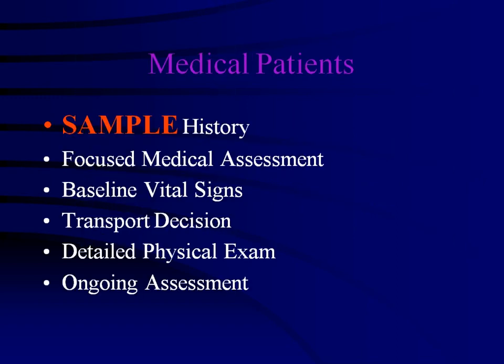All right, we talked about the, now we're at medical patients. With medical patients, you need to do a sample history, focused medical assessment, which we'll show you how to do, baseline vital signs, transport decision. Transport decision means, okay, and we're probably going to use things like priority 1, 2, and 3. Priority 1 and 2 are your higher levels of transport because you have an acute patient, you need to get them to the hospital quickly.